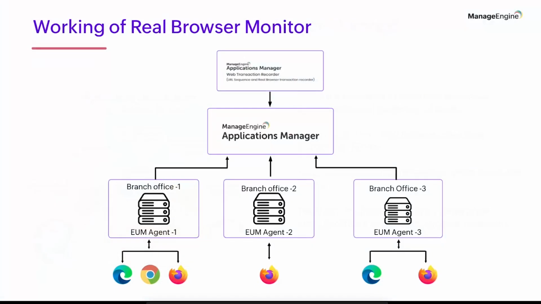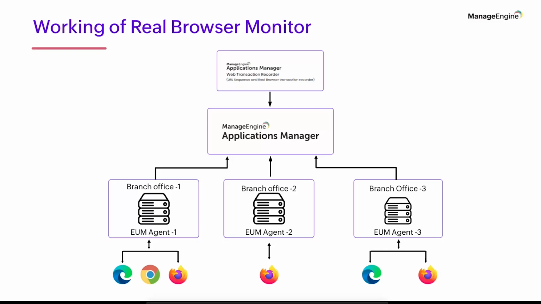Now, here in this flow, we have just described the basic workflow of real browser monitoring. Again, the first prerequisite to use the real browser monitoring feature is to install the EUM agent. These agents can be installed in multiple branch offices, as you can see from this picture, or on different systems of your end users. All you need is a secured HTTP connection between the agent and your Applications Manager server. And the workflow is quite simple, as established earlier.